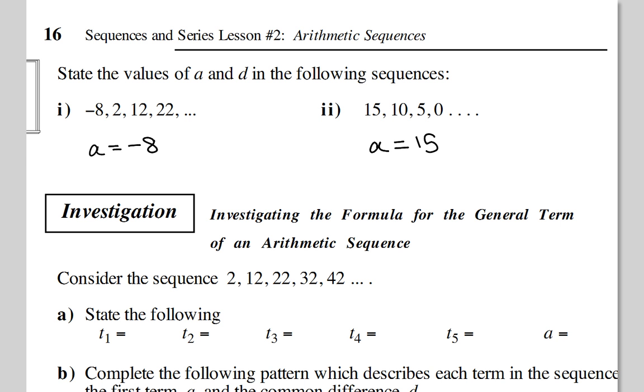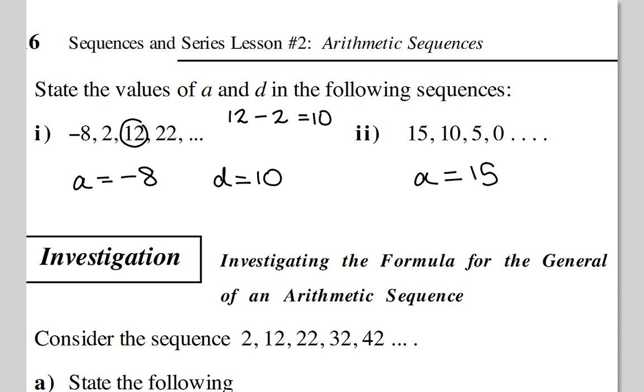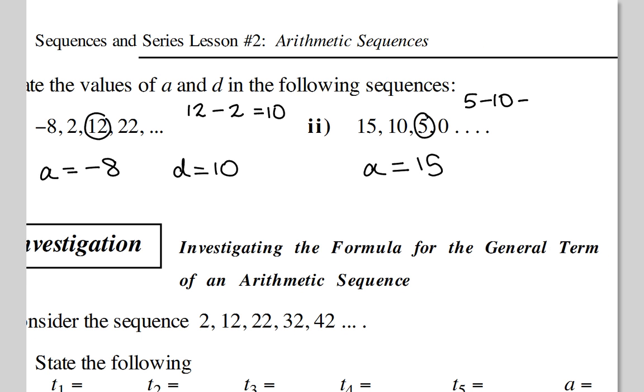So if you wanted to do it by hand, you would take a term like 12 and subtract the previous. So 12 take away 2 is 10. So here the D is 10. It's going up by positive 10. And for this one, which is decreasing, just take a value, like let's use 5. 5 take away the previous. 5 take away 10 is -5, so that's your D value, -5. And if the D value is negative, the sequence decreases. D value positive, the sequence increases.